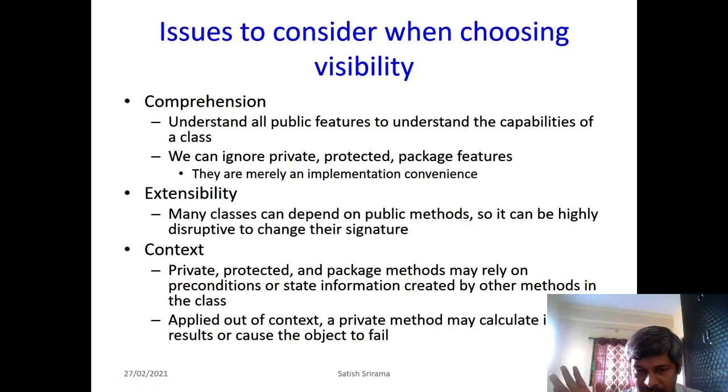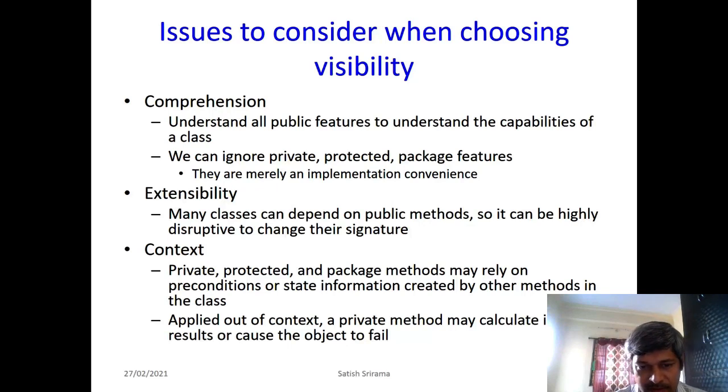Making a private one public will not make much difference. But if you have anything public and you make it private, every class which has created an object of this particular class and is using certain features which were public, in its source code or whatever it is, everything will be disrupted. So everything you need to change. So in terms of extensibility, you should be very careful when you are defining the visibility. In the future, if you feel something has to be changed, it is better to plan well in advance. And context is also another very critical thing.